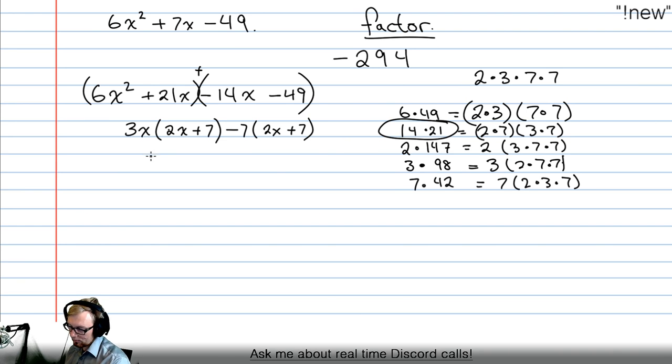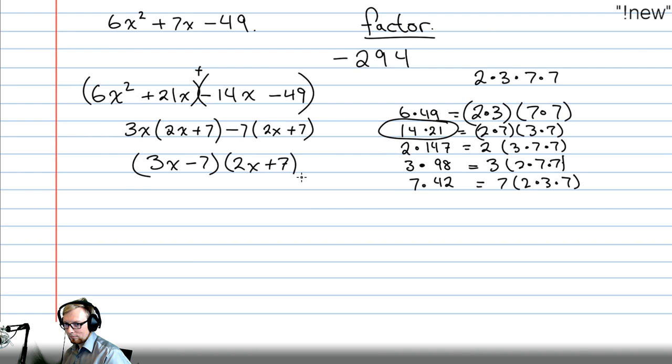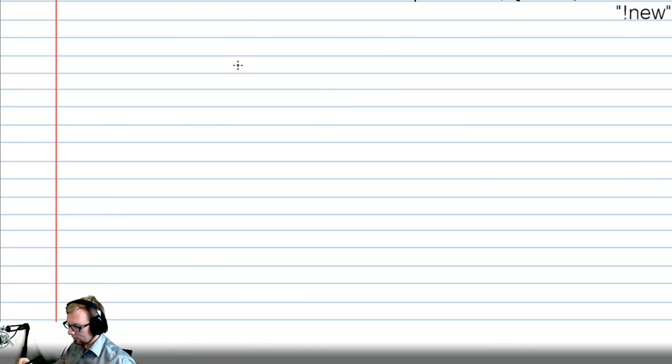So, you finish this off with 3x minus 7 and 2x plus 7. Yeah. Cool. Okay. Plus 37x plus 6 times 6. So 15. 36. 6x squared plus 37x plus 6.